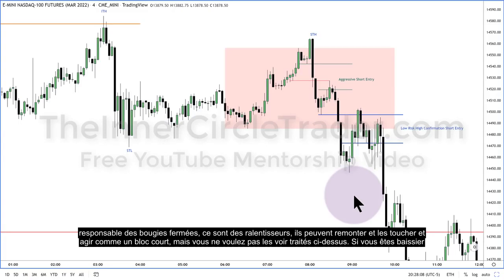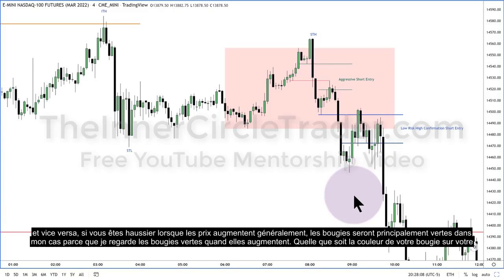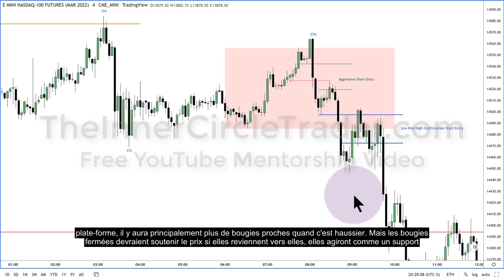They're speed bumps. They may come back up and touch them and act as a what? Bearish order block. But you do not want to see them traded above if you're bearish. And vice versa. If you're bullish, when price is moving higher, generally the candles will be predominantly green in my case, because I'm looking at green candles when it's going higher. Whatever your candle color is on your platform, predominantly there's going to be more up close candles when it's bullish. But down close candles should support price.